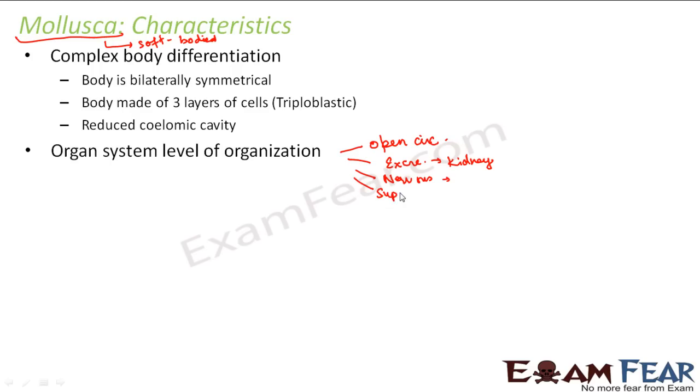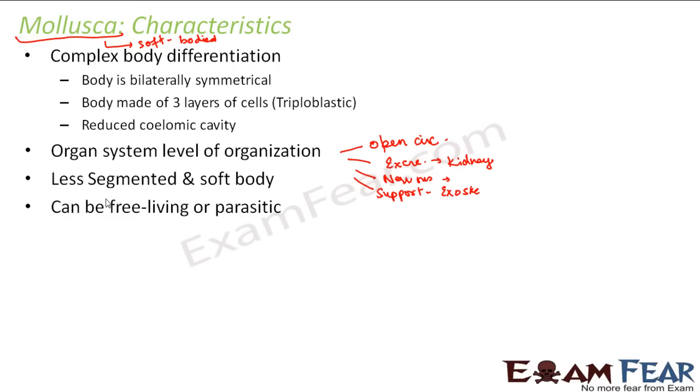So for support, exoskeleton is present. They are less segmented and soft-bodied. That is how they got the name mollusca, because mollusca means soft body. So their bodies are soft and they are not much segmented. A small amount of segmentation is, however, seen. They can be free-living or parasitic. They can either live inside other organisms and cause diseases in them, or they can live on their own. They are mobile, and for mobility, they generally have a foot. One foot, which is very prominently seen, is used for movement from one place to another.